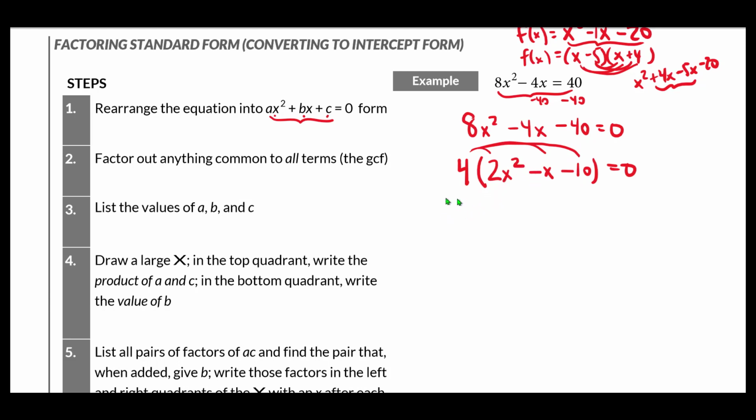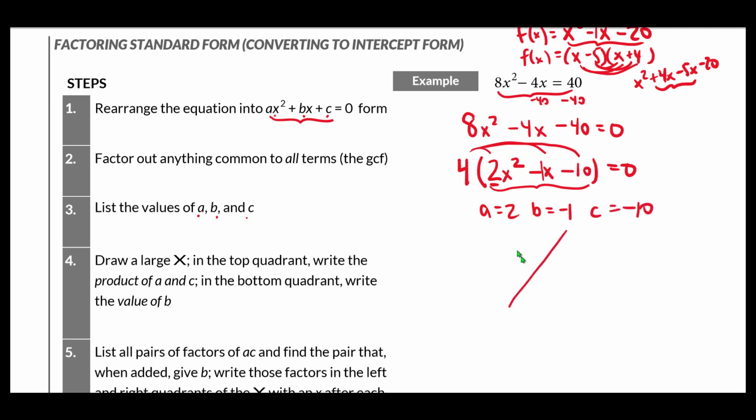I'm going to then list the values of a, b, and c in the simplified or factored quadratic that I've made here. So a is going to be 2. That is the coefficient in front of the quadratic term. B is the coefficient in front of the linear term, and that of course is negative 1 here. And c is the constant term here, that's negative 10.